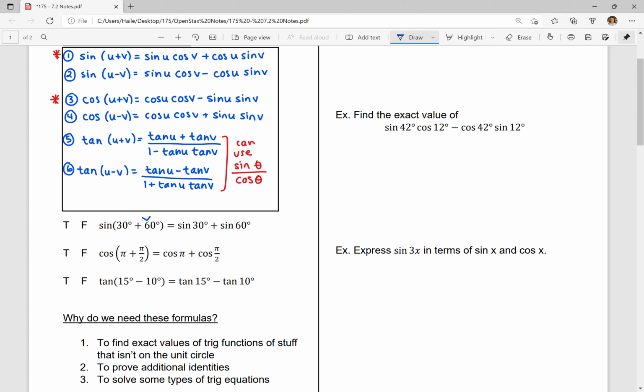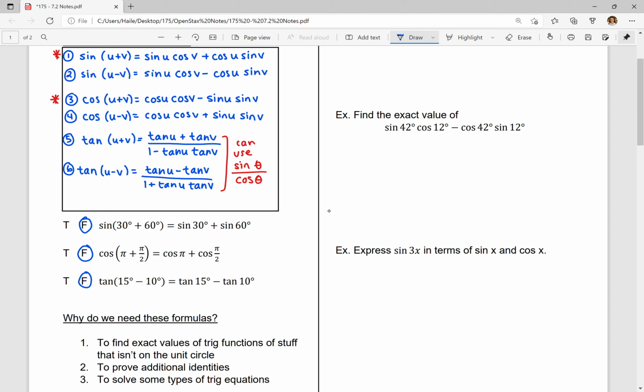Okay, so sine of 30 plus 60 is not equal to sine of 30 plus sine of 60, because what we would need to do is use our formula up above in the box. So this one's going to be false. And likewise, cosine of pi plus pi over 2 cannot be cosine of pi plus cosine of pi over 2, because that's not using the formula from the box up above. So once again, cosine does not distribute. And the same thing for tangent. So the tangent of 15 minus 10 can't be the tangent of 15 minus the tangent of 10. Because just like sine and cosine, tangent does not distribute.